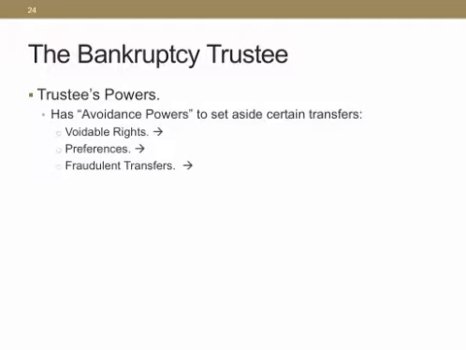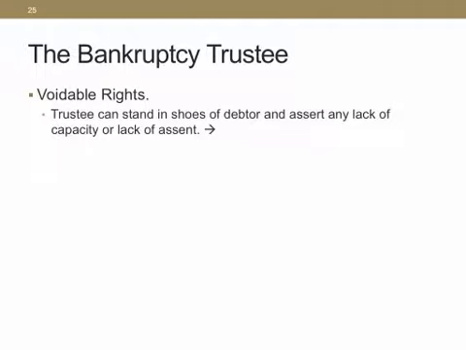They have avoidance powers to set aside certain transfers. An example, if somebody were fraudulently transferring property to try to avoid it becoming part of the bankruptcy estate. And basically, the trustee stands in the shoes of the debtor and can assert any lack of capacity or lack of assent.